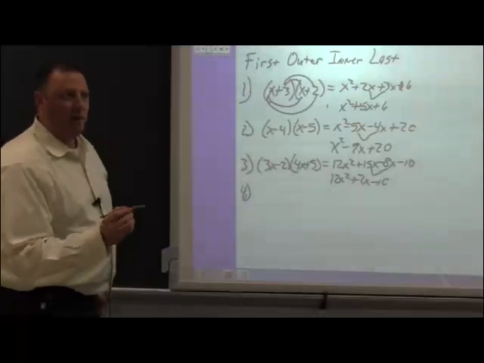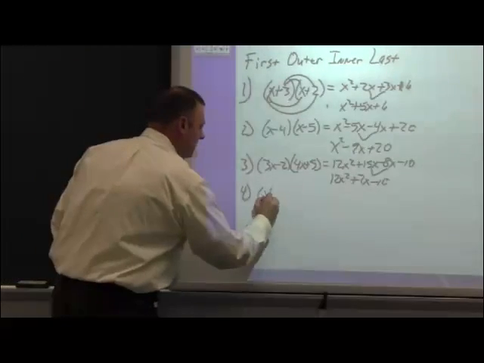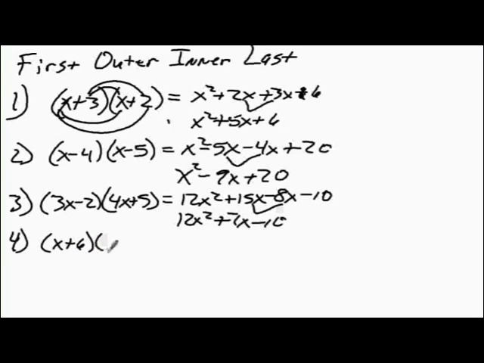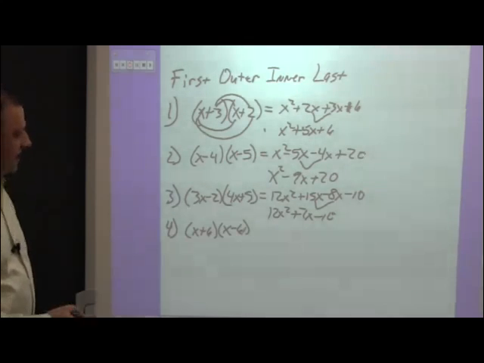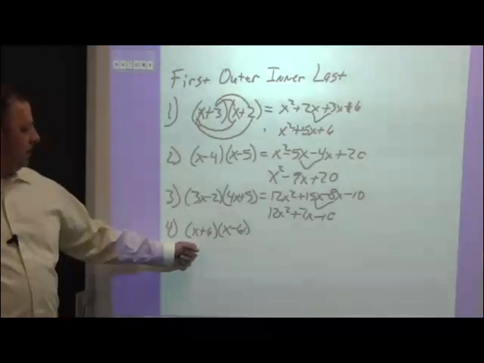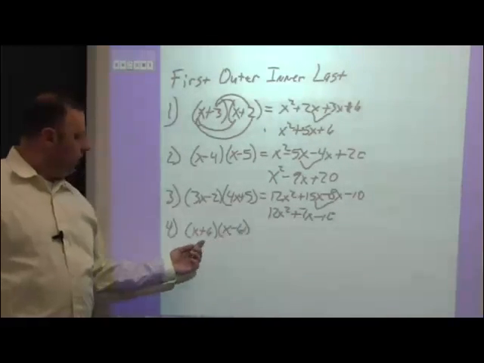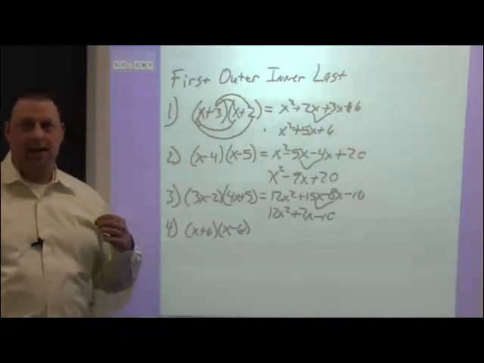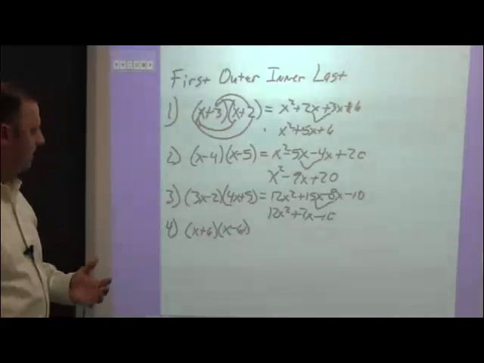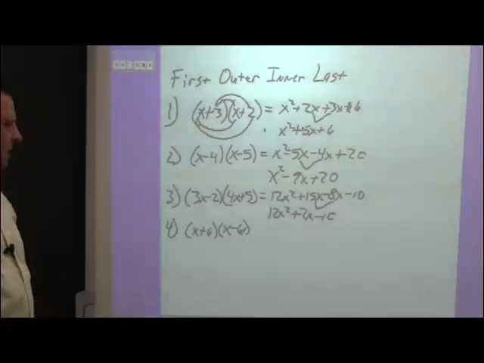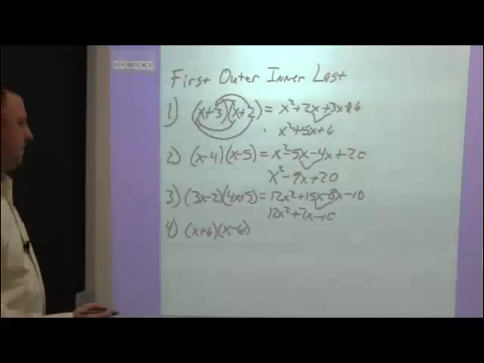You can see a binomial like x plus 6 times one that looks just like it, but opposite in sign. These guys are called conjugates. These are binomials that look the same, but one's a plus, one's a minus. That should make you think, oh, there's something special about that. And there is. If you were to FOIL this out, and let's do that.